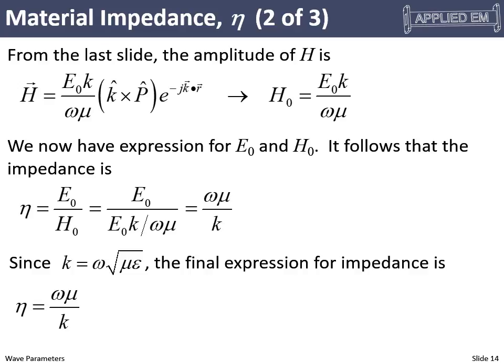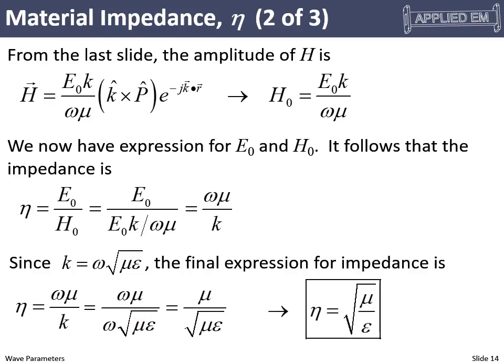Remember that our wave number was omega times the square root of mu epsilon. This is what we extracted from the original wave equation. So this gives us an expression to replace K down here. When we do that, our omegas cancel. We also have two mu's that combine, and in fact, just comes to the numerator. And in the end, we have impedance is the square root of permeability divided by permittivity.